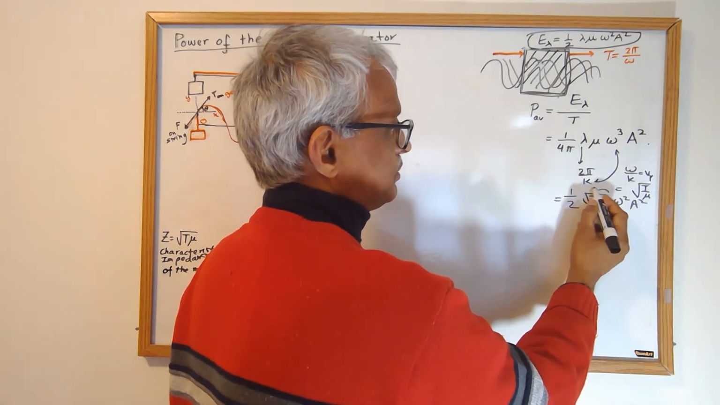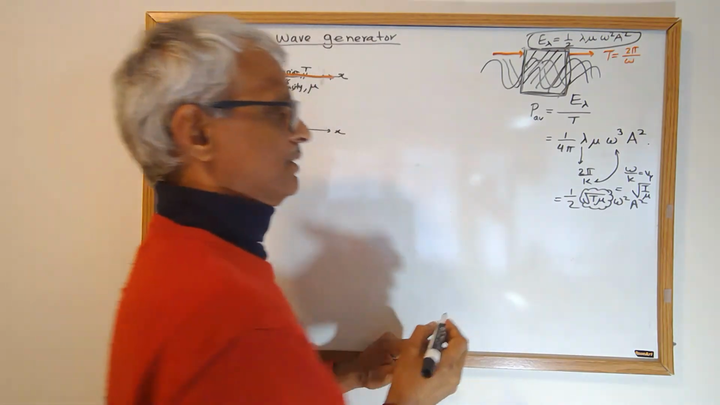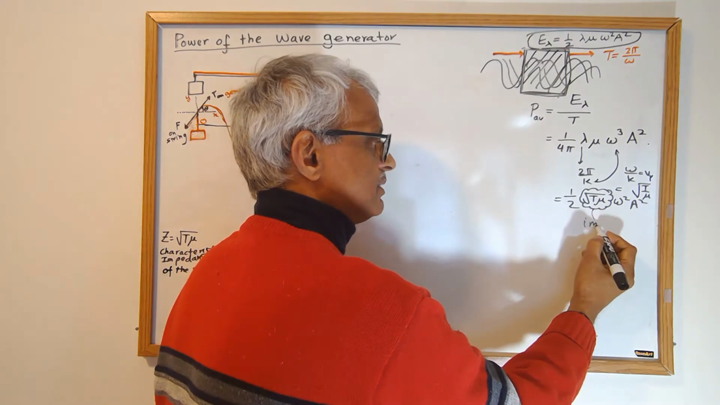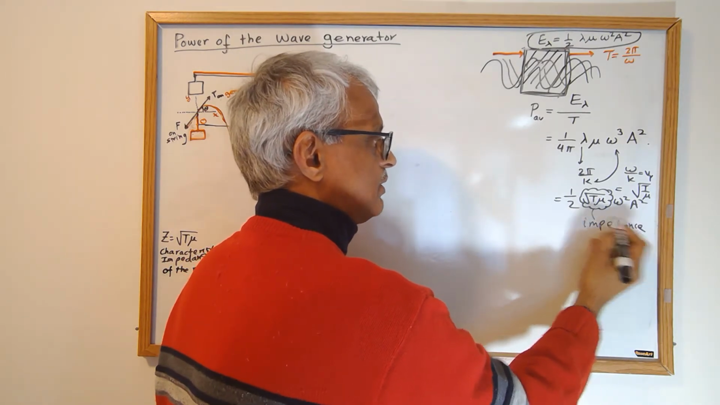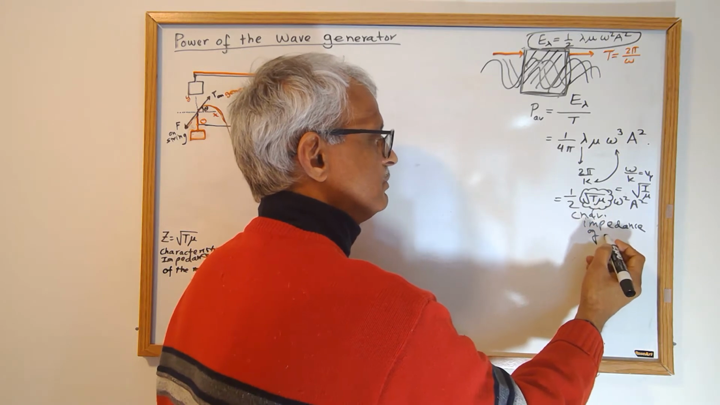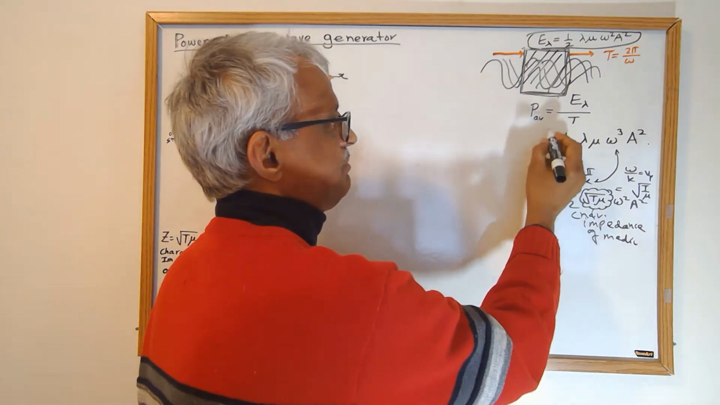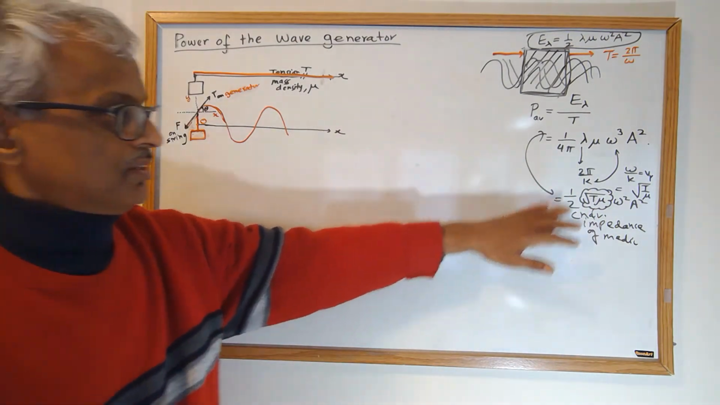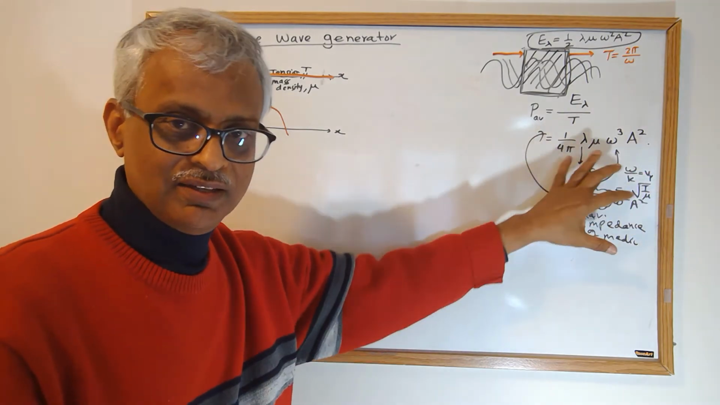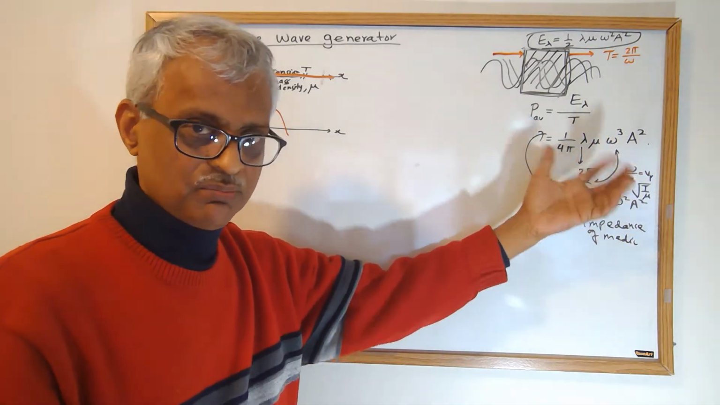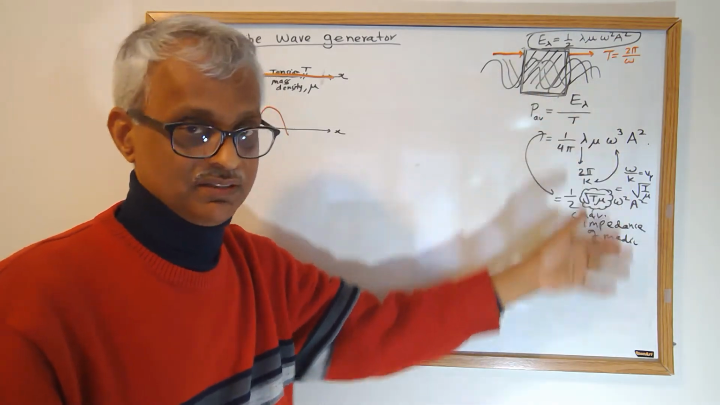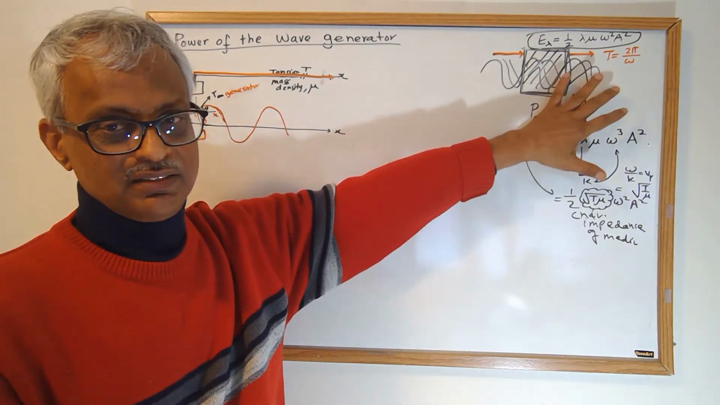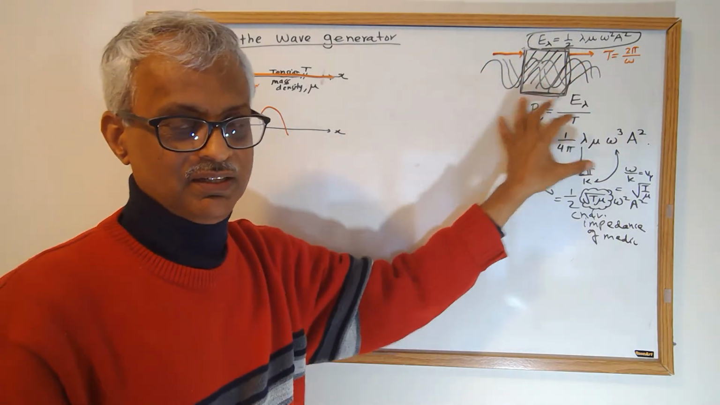T times mu is called the characteristic impedance of the medium. So it's the same thing, I can write it another way. All right. So the power can be written in many ways, because there are so many relationships between omega and k. You can replace one by another, and it looks different, but it's the same values. All right. So this is an overall picture of what energy and power is happening in the wave.